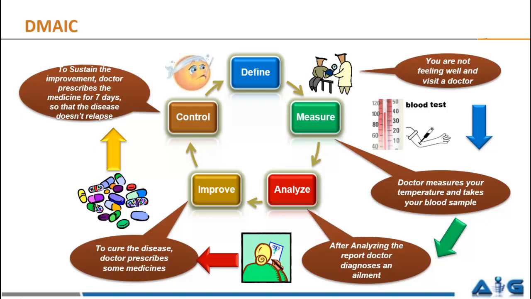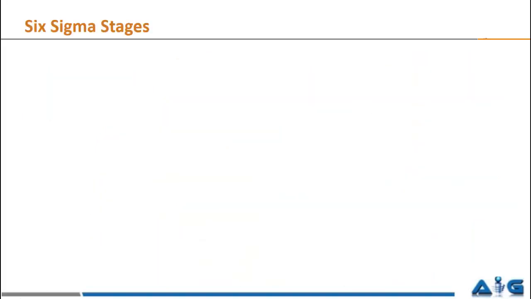Define is about identifying the problem. Measure is about measuring the problem. Analyze is about analyzing the root causes. Improve is about planning for the improvement and implementing the improvement plan, while the control phase is about sustaining the improvements that have been made. This is the DMAIC methodology of Six Sigma, applicable for existing business processes only. Now let's look at the various stages of the DMAIC methodology of Six Sigma.